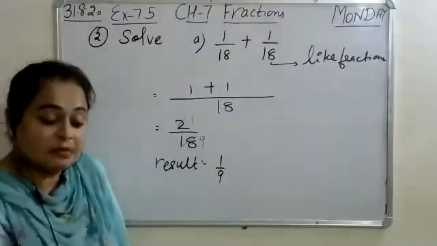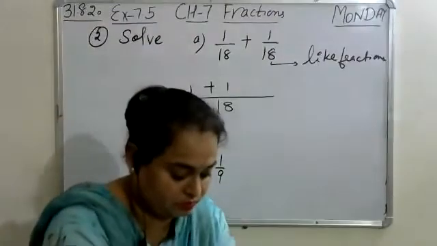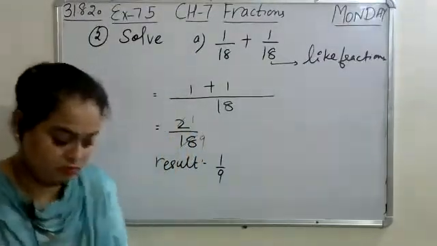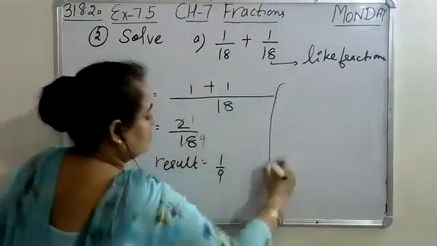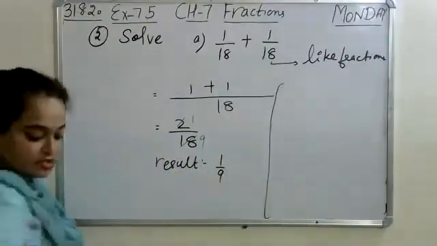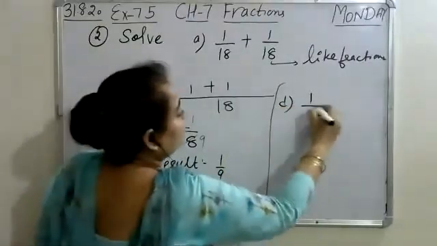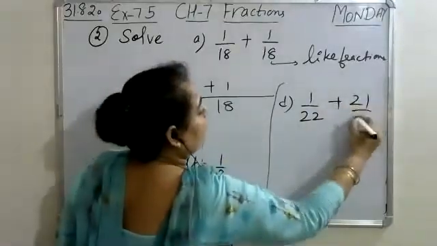Then we will start the second part. Note down. Here, come to the next D part. 1 by 22 plus 21 by 22.